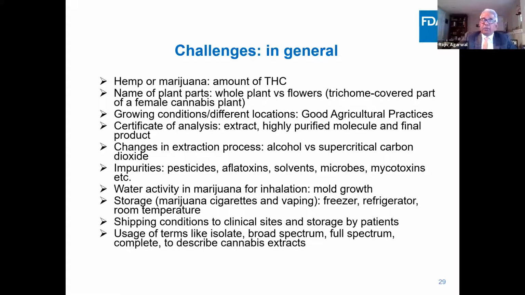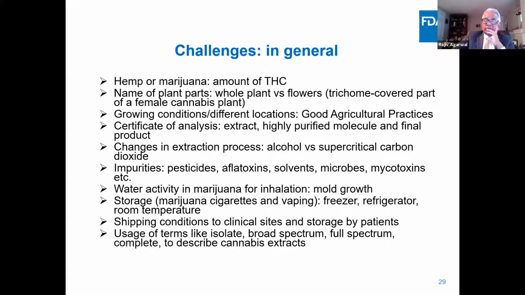So is it hemp or marijuana? That has to be very clearly defined, and this is defined by the amount of THC it contains. Name of the plant. Okay, it's Cannabis sativa. We know that. Now, is it the whole plant or the flowers? That defines the chemical component differently, because the whole plant will have a different profile versus the flowers.